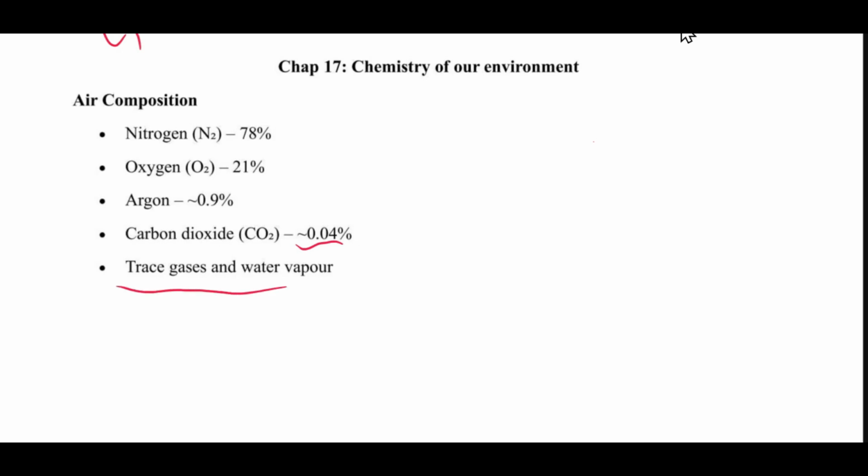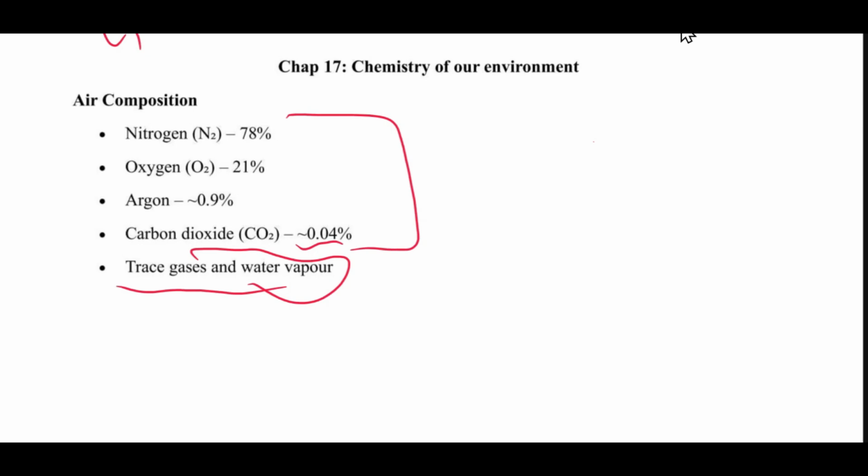You can see the noble gases are the remaining percentage of the air, and we also have water vapors in the air. So this is the main composition you have to remember. But most of the time, you have to remember these four compositions so you don't get confused in the exam.